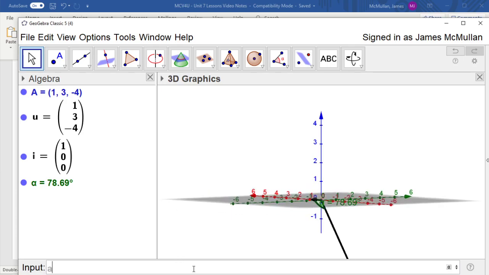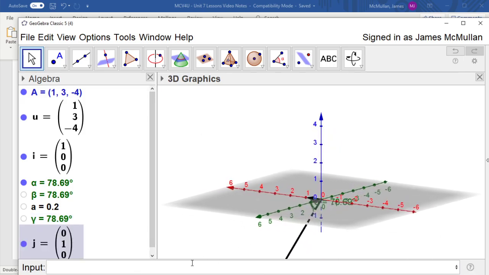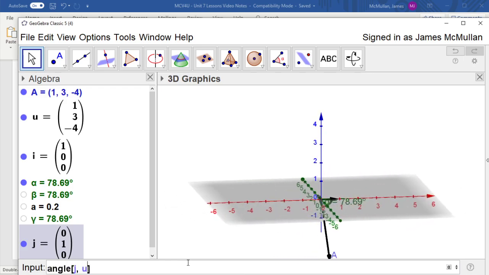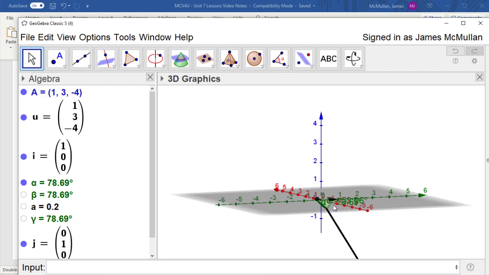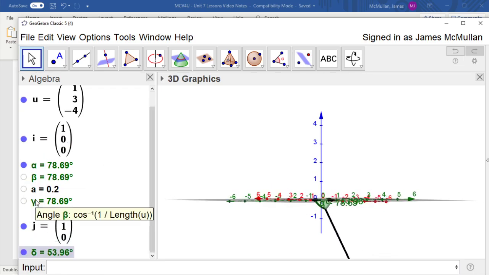How did I get that? I did inverse cos of the x-coordinate, which is 1, over the magnitude of vector u. The magnitude, remember, was root 26. So 1 divided by square root 26, and then inverse cos of that number gives me this 78.69. Now, let's make a vector on the y-axis. We'll call it vector j, 0, 1, 0. And let's measure the angle between j and u.